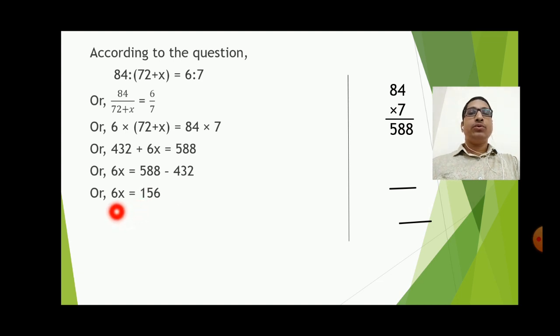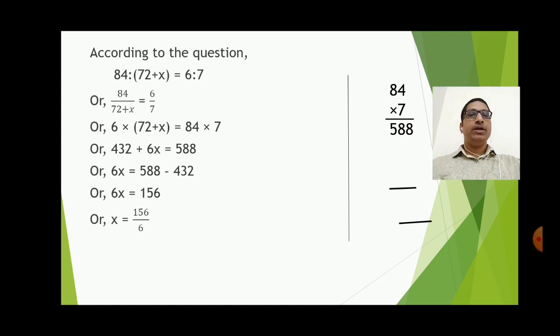In this stage, look here, this 6 we need to move from the left side to the right side, but before moving we need to know what is the relation between 6 and x. There is no sign, that means there is a multiplication sign. So if we move 6 from the left side to the right side, then it will be division. Now here x equals 156 divided by 6. Okay, now we need to divide 156 by 6.